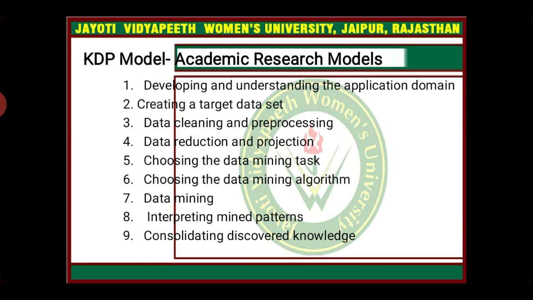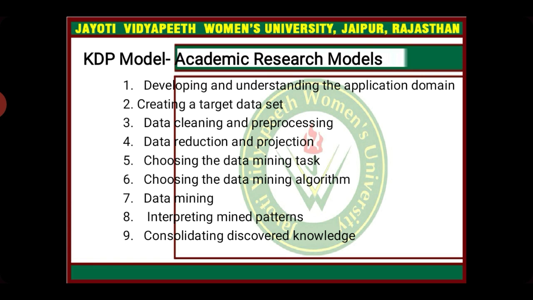In this academic research model, the process consists of 9 steps, which are as follows. The first step is developing and understanding the application domain. This step includes learning the relevant prior knowledge and the goals of the end user of the discovered knowledge. The second step is creating a target data set. Here the data miner selects a subset of variables and data points that will be used to perform the discovery task. This step usually includes querying the existing data to select the desired subset.